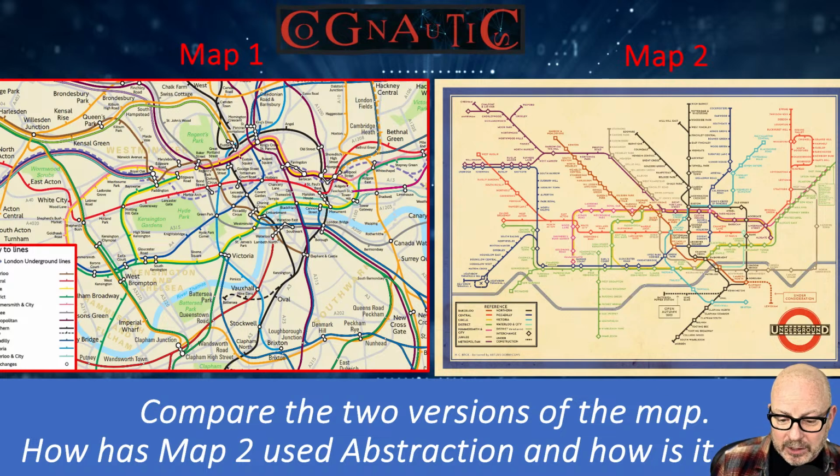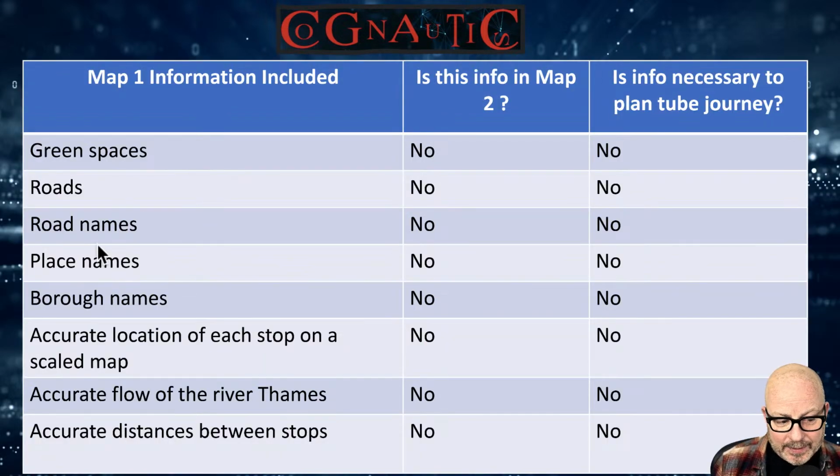So instead, he produced this map on the right-hand side. And this is the sort of process that he went through. Green spaces. Do I need to show it? The answer is no. Roads. No. If you're on a tube, you've got no need to know what the roads are. Place names? No. No need to know what the tube stop's called. Borough names? It serves no purpose. An accurate location? And that's actually going back to here.